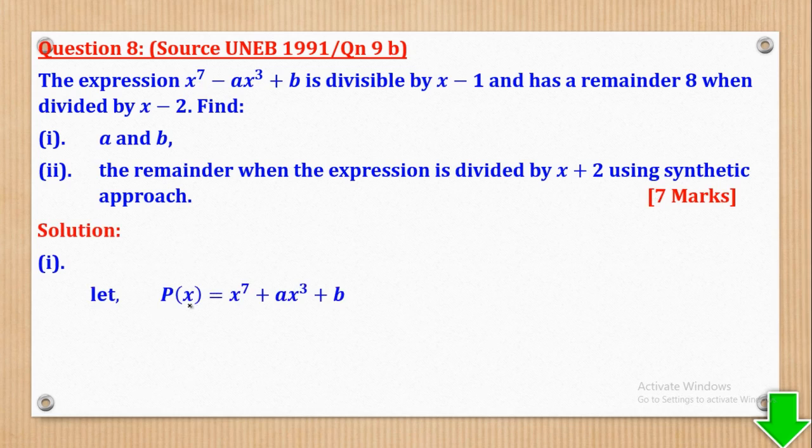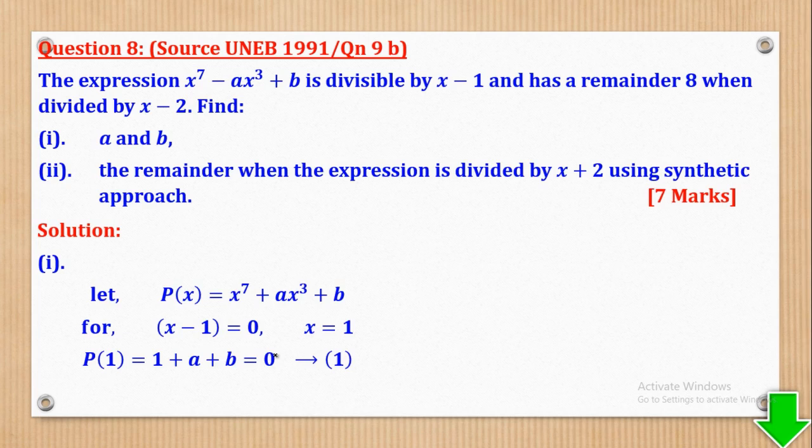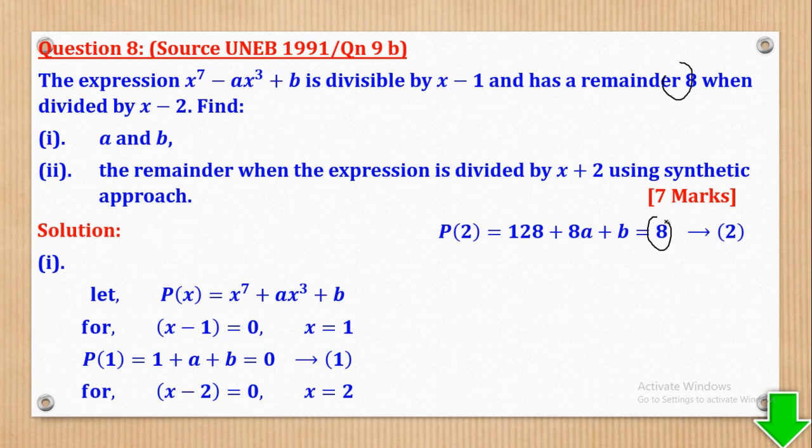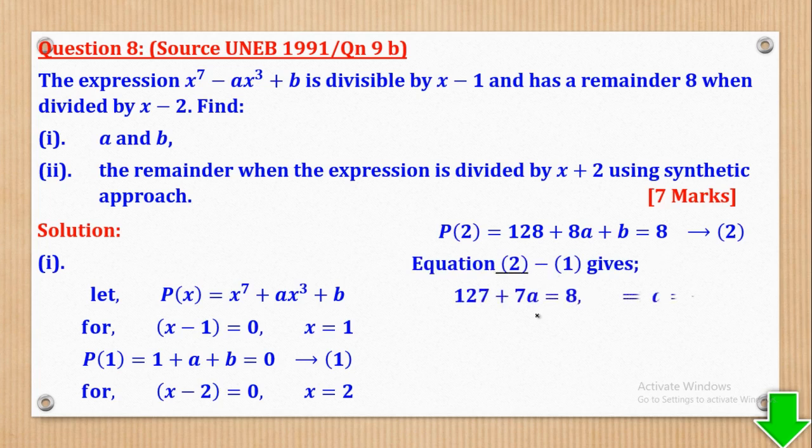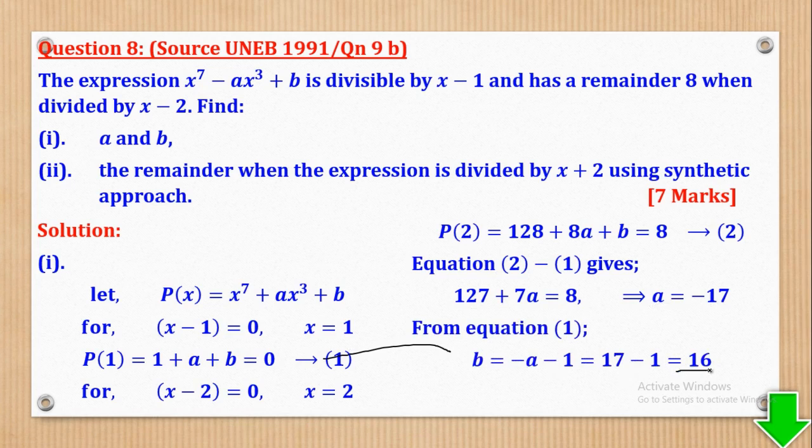So let px be equal to that. Therefore, p1 will give you that. So it's a factor, divisible, so therefore the remainder will be 0. Then p2, the remainder is 8. That is why you see 8. So there are two equations, two unknowns. We have to solve them simultaneously. When I subtract equation 2 minus equation 1, I'll come up with that. Therefore, a will be equal to negative 17. Then from equation 1, I'll be able to get the value of b as 16.